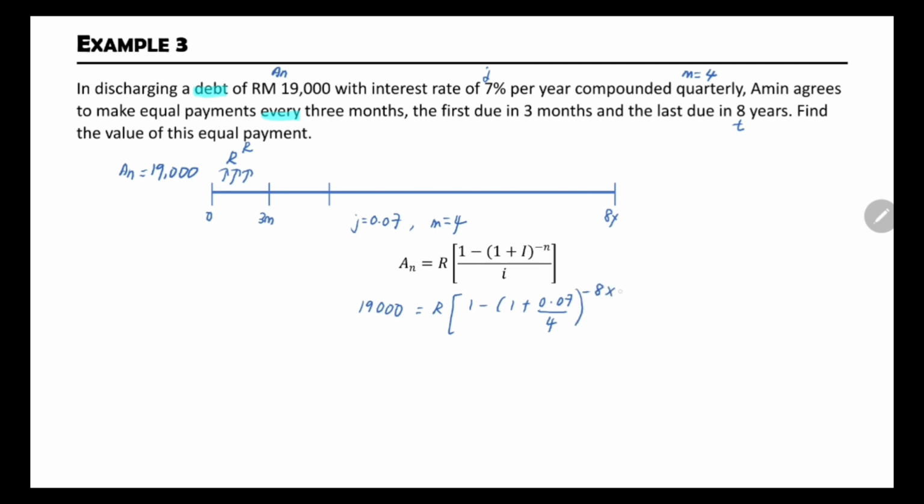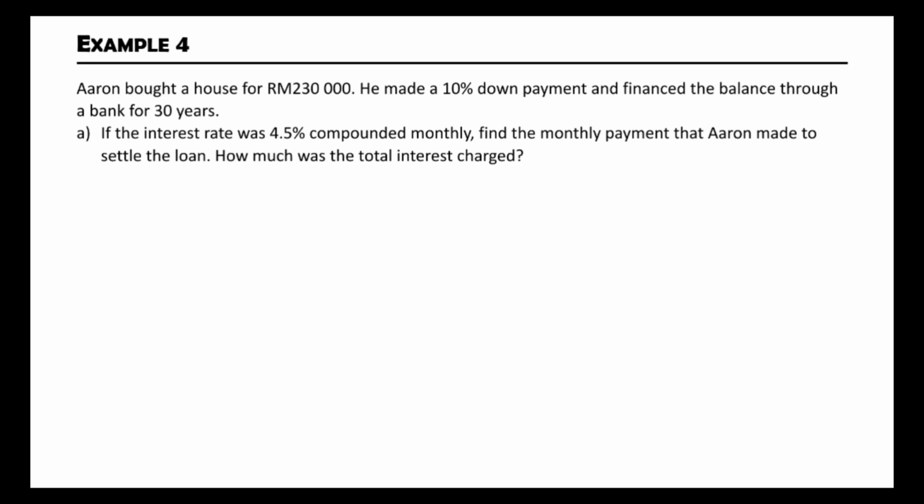And then 8 years times 4, 0.07 over 4. R is RM780 ringgit and 48 cent. So this equal payment is RM780 ringgit with 48 cent.